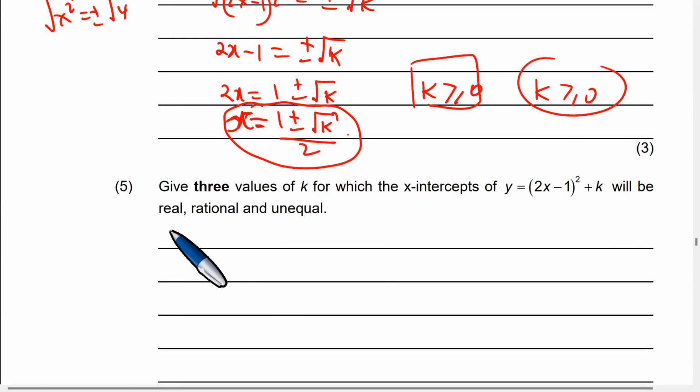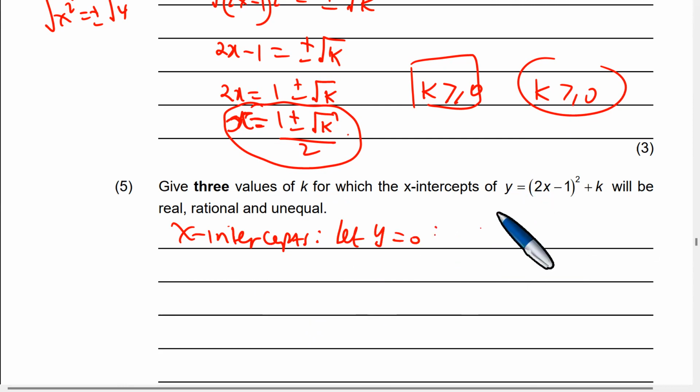How do you get x-intercepts? You let y be 0. The minute they mention x-intercepts, you must let y be 0. And this means wherever there's y, you put 0. Give 3 values of k for which the x-intercepts of y will be real, rational, and unequal.